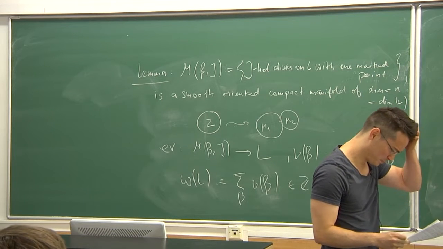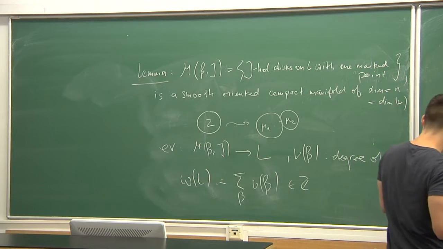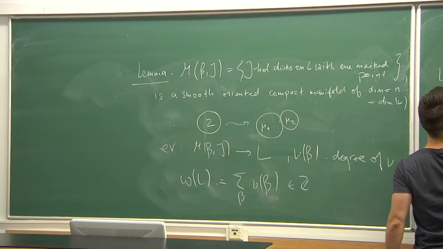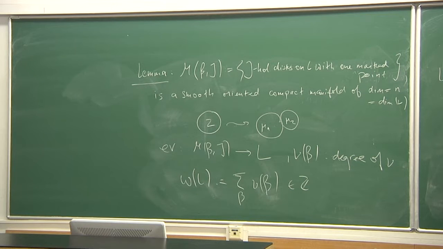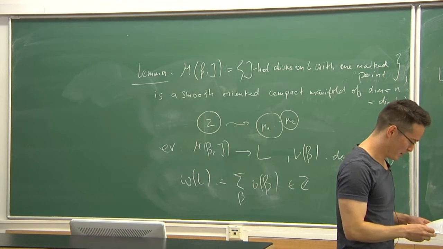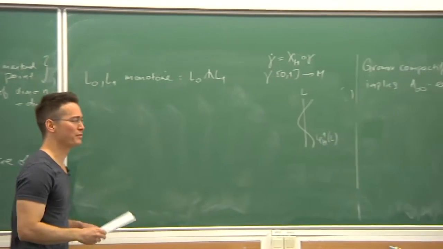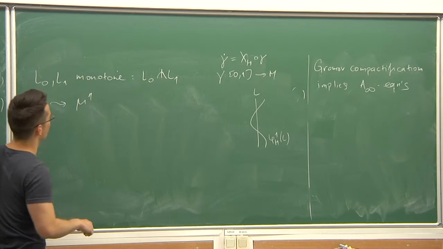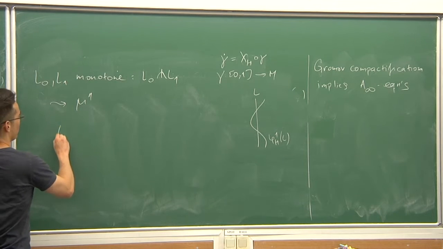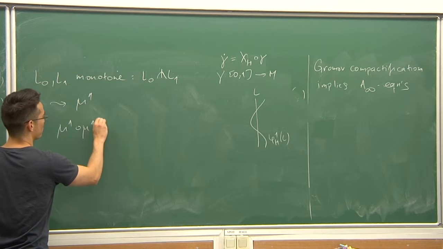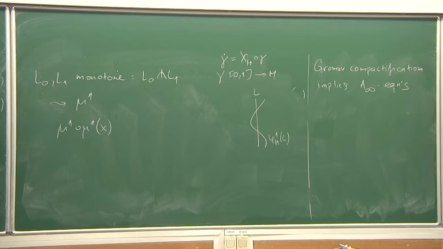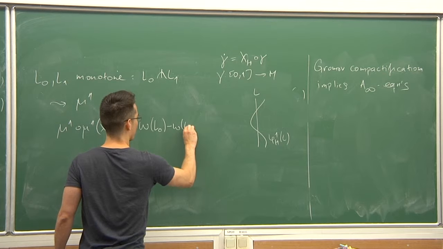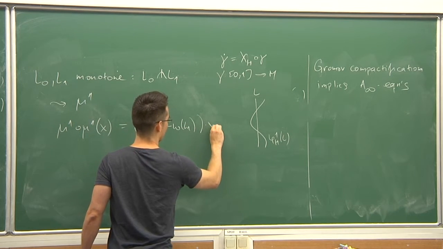And so now the problem in this setting of two monotone Lagrangians is as follows. So if we take L0 and L1 monotone, and L0 intersects L1 transversely, then we can, again, as before, try to define this differential mu1. Okay? But in this monotone setting, it turns out that mu1 composed with mu1 applied to an element x isn't always equal to 0. It's equal to omega L0 minus omega L1 times x.